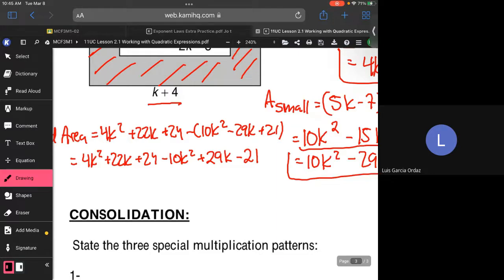4k squared take away 10k squared, what does that give me? Negative 6k squared. Perfect. What's my next pair? 22k plus 29k, what does that give me? 51k. And last, 24 take away 21, which is 3. There we go.